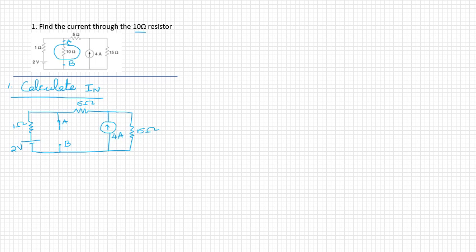Short circuit between terminals A and B. Now the current through this short circuit is the Norton current IN. So we have to find out this current IN. In order to find out IN, let's use the mesh analysis method. The mesh currents I1, I2 and I3 are marked.